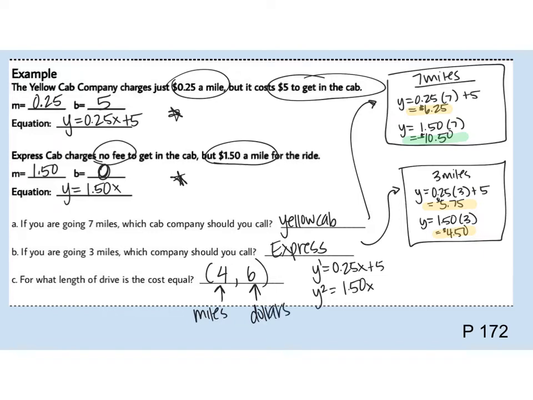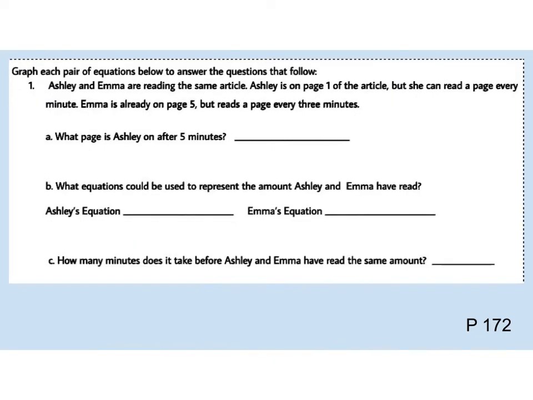And if we're interpreting what that actually means, at 4 miles, it's going to be $6 no matter which cab you choose. So for Yellow Cab, if you go 4 miles, it will cost you $6. And for Express Cab, if you go 4 miles, it will cost you $6. This is where those graphs intersect, and that's the solution to these two systems of equations.